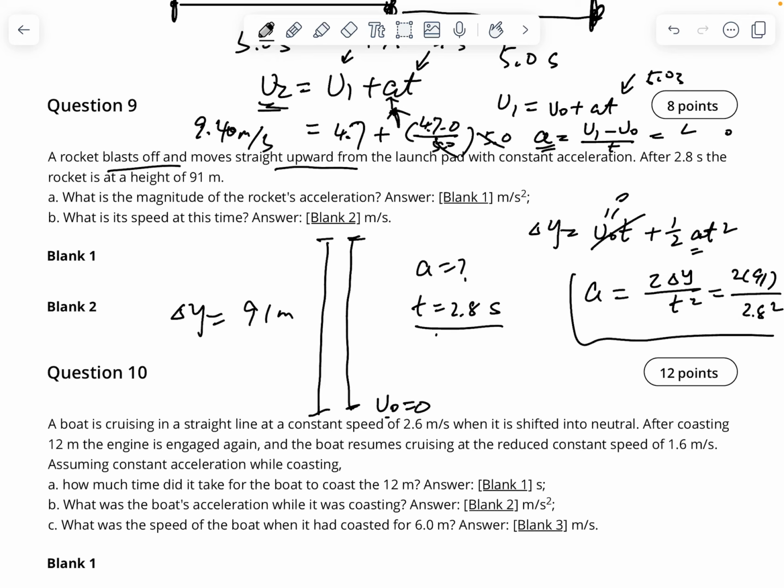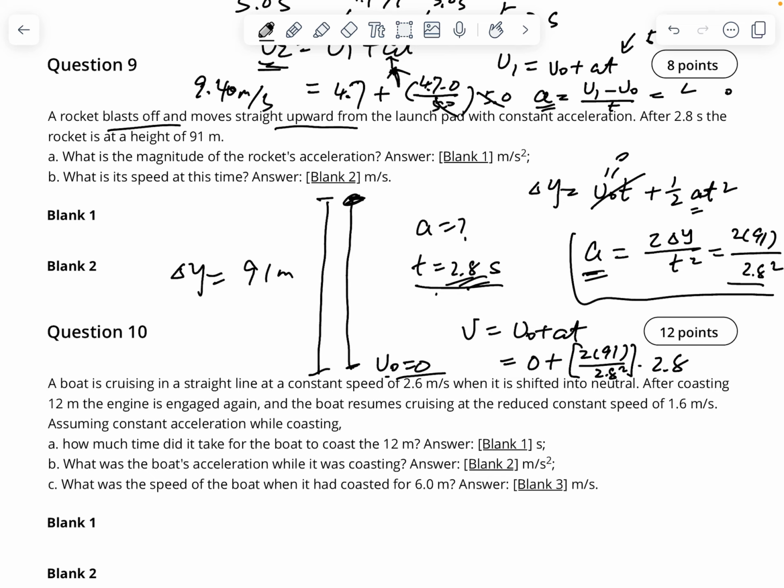Second, what is its speed at this time? 2.8 seconds, right? So what's the speed? So what do we know here is we know initial velocity, acceleration, right? And the time. So v equal to v naught plus at. So v naught is 0 plus a, times time, 2.8, right? So 2 times 91 over 2.8 squared, this is a, times time. So you calculate this out.